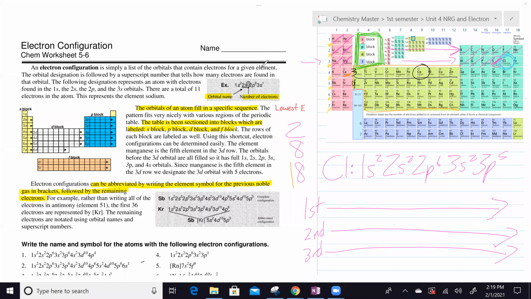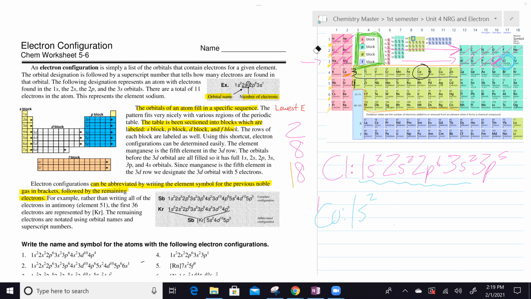So here's the good thing. Again, I want you guys to realize, like we just did chlorine, up through 3s2 nothing's gonna change. So even if you don't know how to do this, this part up through 3s2 is not gonna change. So if I'm doing cobalt, Co, 1s2 still covers hydrogen and helium. 2s2 still covers lithium, beryllium. 2p6 covers boron through neon. 3s2 is going to cover sodium through magnesium.